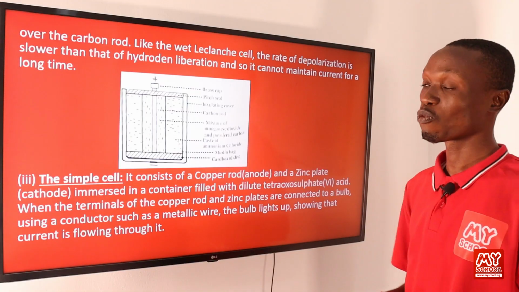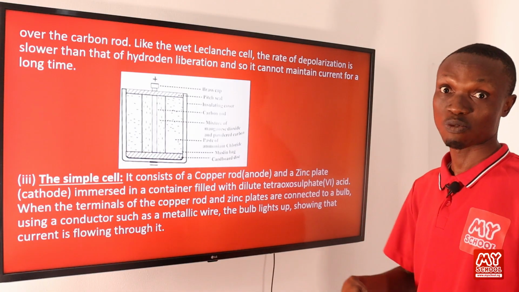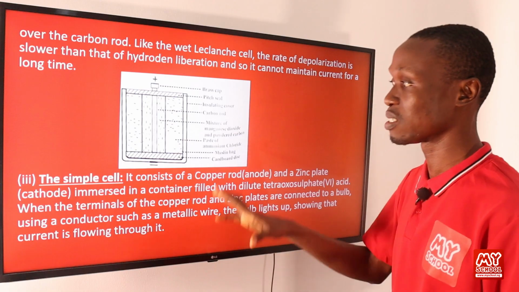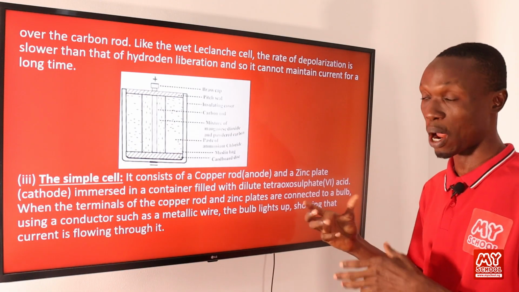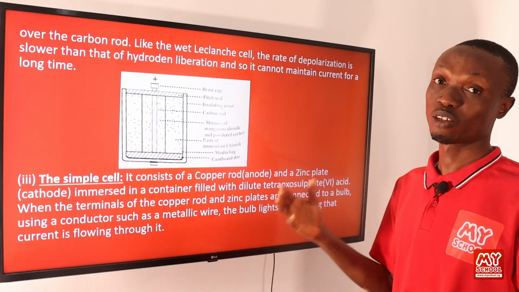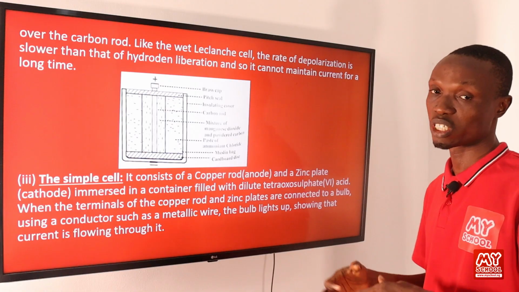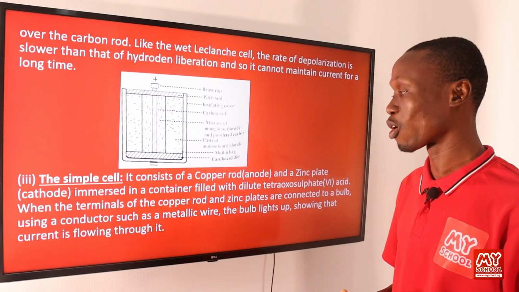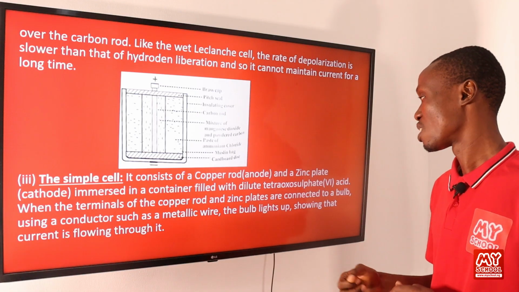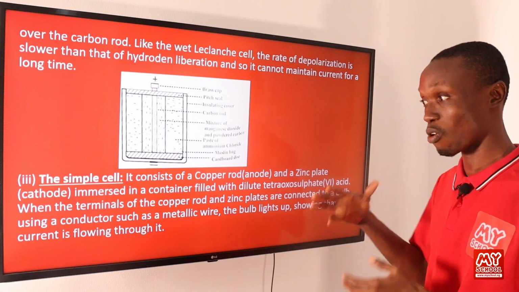Okay, now let's move on to talk about the simple cell. So the simple cell is also known as voltaic cell, but it is different from electrolytic cell. So the simple cell consists of a copper rod, which is the positive terminal and is also called the anode, and a zinc plate, which is the negative terminal, also called the cathode, immersed in a container filled with dilute tetraoxosulfate 6 acid, or commonly known as sulfuric acid.